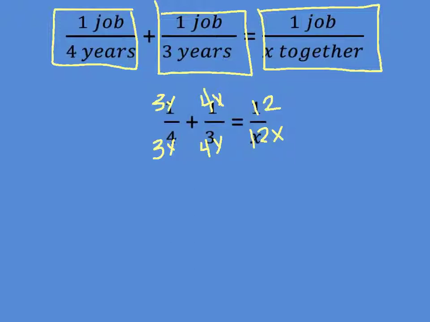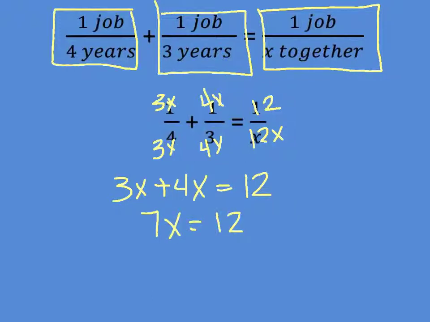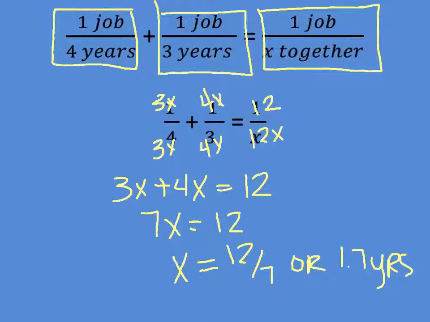So now essentially what we have to do is just work with the numerator. So we have 3x plus 4x is equal to 12. 7x is equal to 12 because you combine like terms. Then we divide by 7 and we get x is equal to 12 divided by 7, or 1.7 years. So it takes both of those, it takes 1.7 years with them working together to make one tunnel.